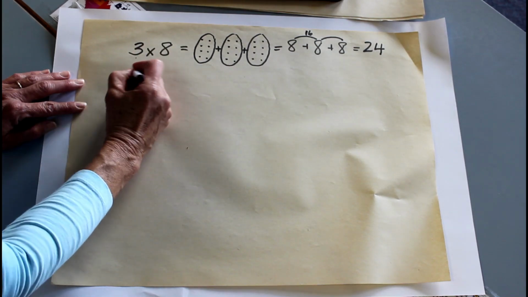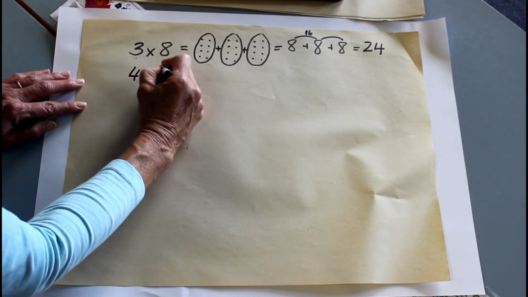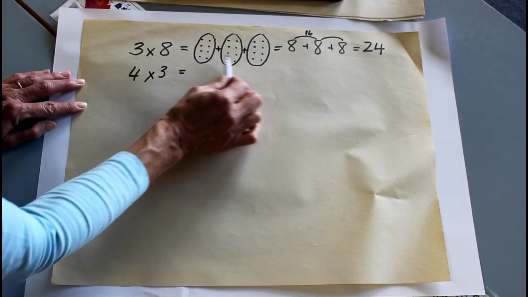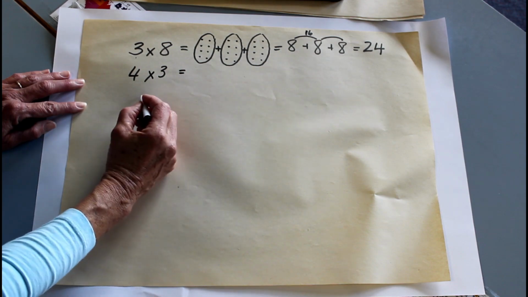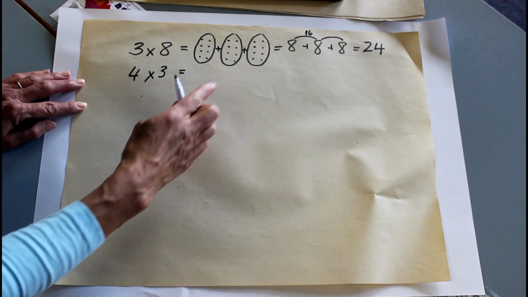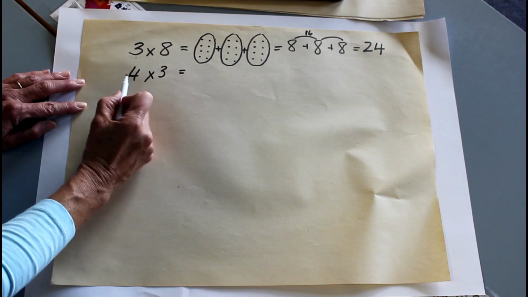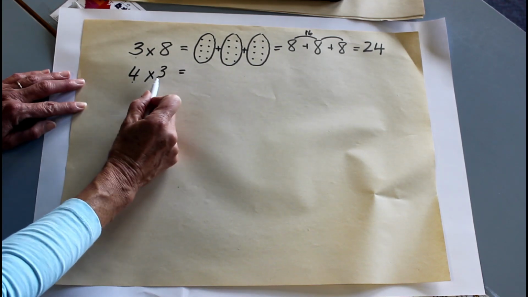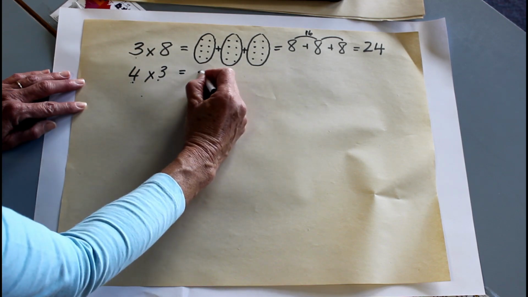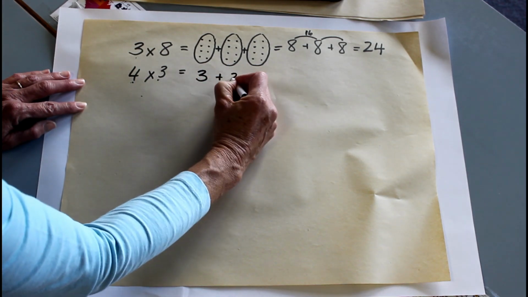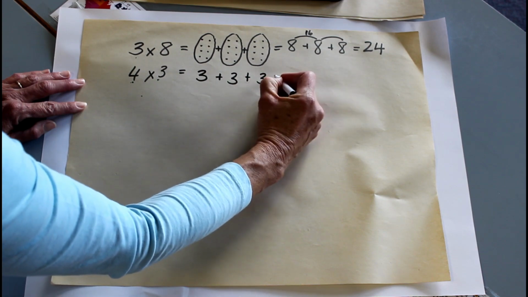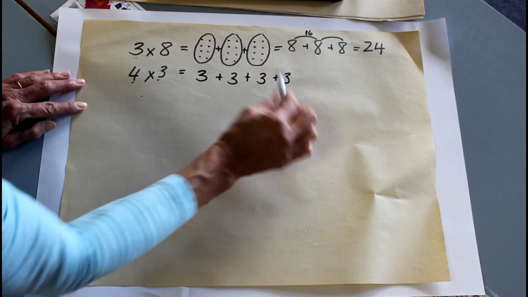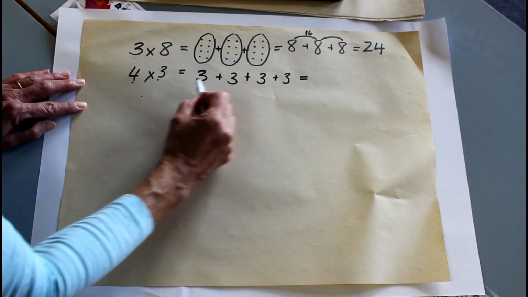Let's try another one. Let's do 4 lots of 3. I'm not going to do the drawing anymore. I'm just going to go straight to the numbers. And this is how I want you to lay it out if you choose to do level 1. So we need to do 4 lots of 3. So it means I have to write 3 four times. 3 plus 3 plus 3 plus 3. I've got it 4 times. 1, 2, 3, 4. Let's now put our equal sign in and let's add these up.